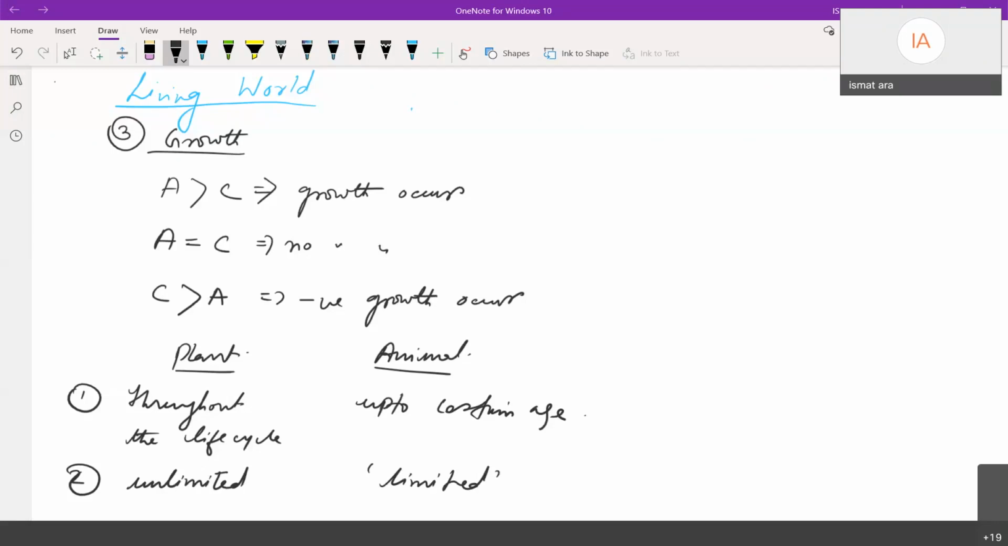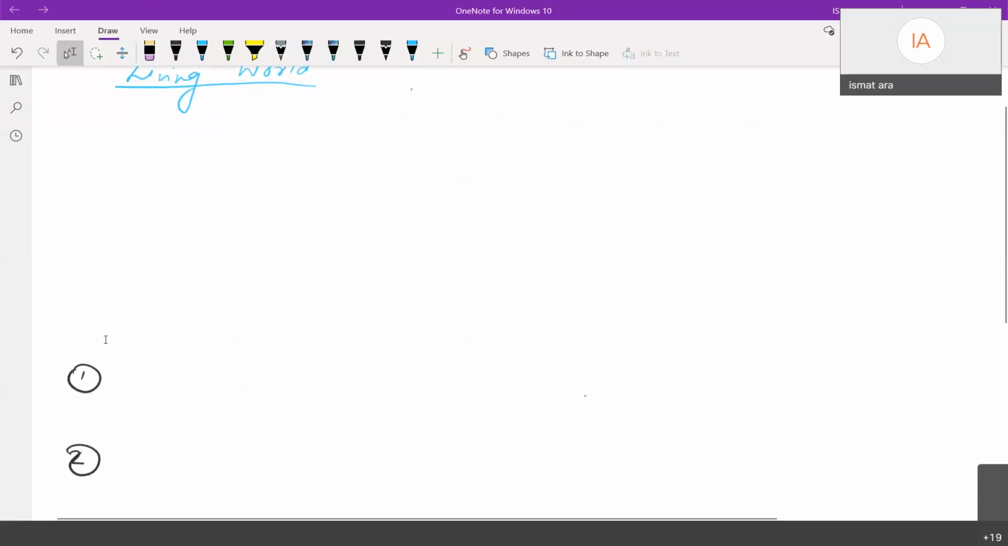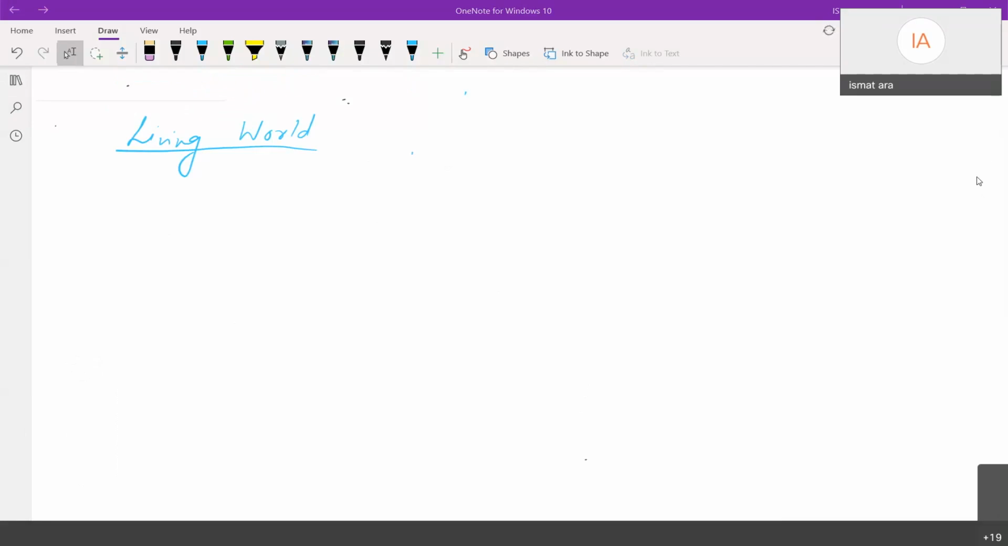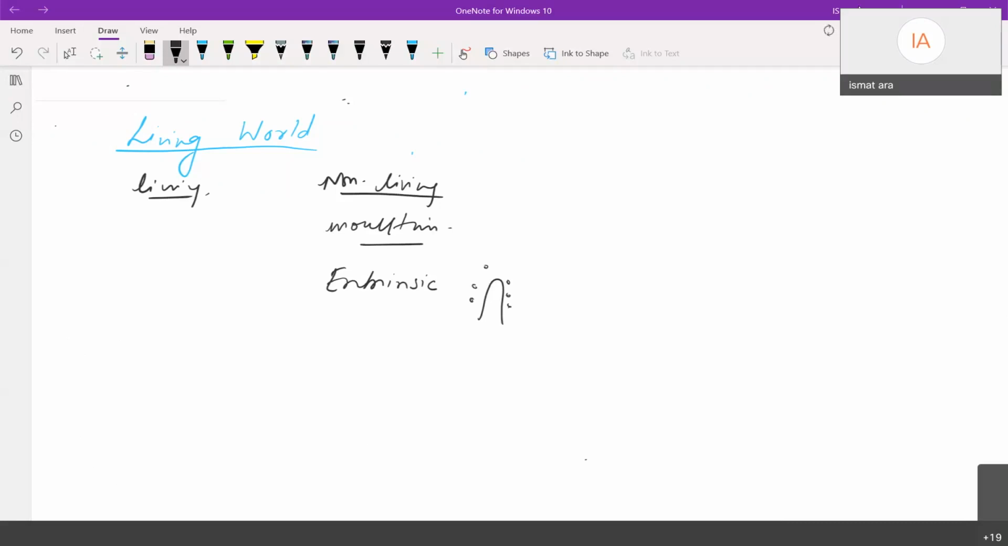Now, the difference between living and non-living things in case of growth. So this is the living part, this is the non-living. In non-living things also growth takes place. Example is a mountain. And what type of growth is this? It is extrinsic. This is the mountain, and here debris accumulates, and here growth takes place. But in living things, it is intrinsic.